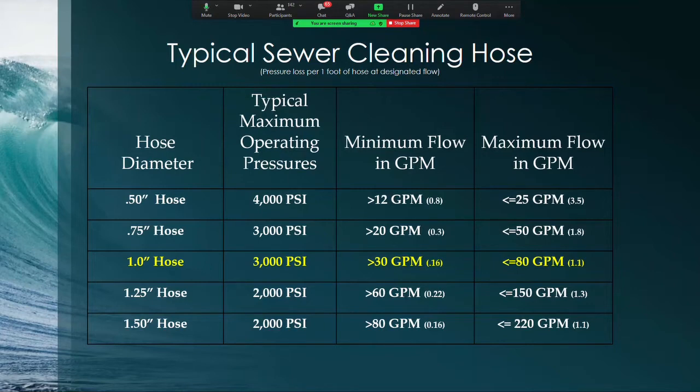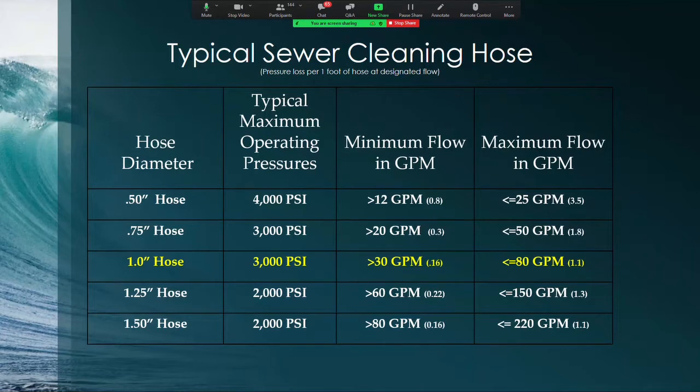You can run a little less, you can run a little more, but this is a design criteria of the hose. In the numbers, like if you look at 80 gallons a minute, you'll see in brackets next to it the number 1.1. This number indicates the pressure loss per foot of hose. So what I'm showing you here is at 80 gallons a minute in a 1-inch hose, I will lose 1.1 pound of pressure per foot of hose, or 110 pounds of pressure over 100 feet of hose. And again, 600 feet would take me into 650, 675 pressure loss.